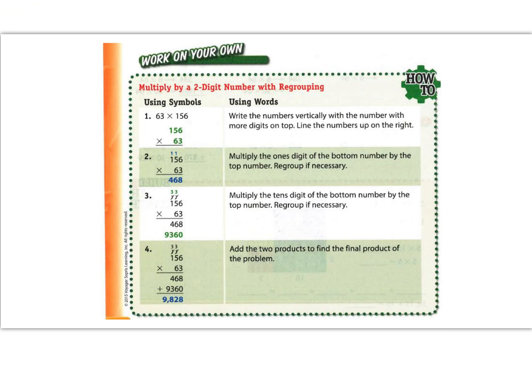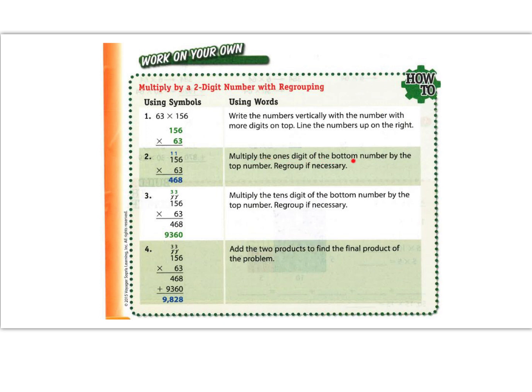All right, let's read through this. Multiply a 2-digit number with regrouping. So, using words, write the numbers vertically with the number with more digits on top. Line the numbers up on the right. So here we go. The number 156 has more digits. That goes on top, and then the ones are lined up and the tens are lined up.